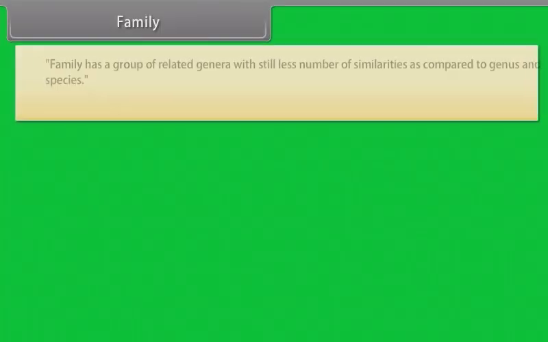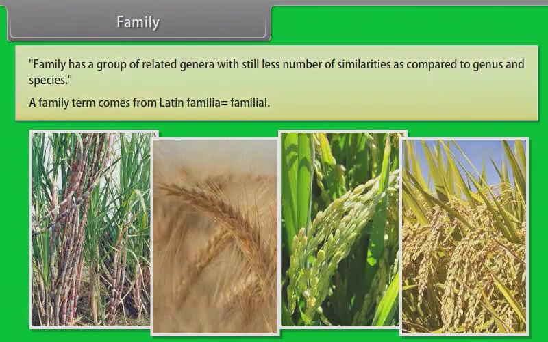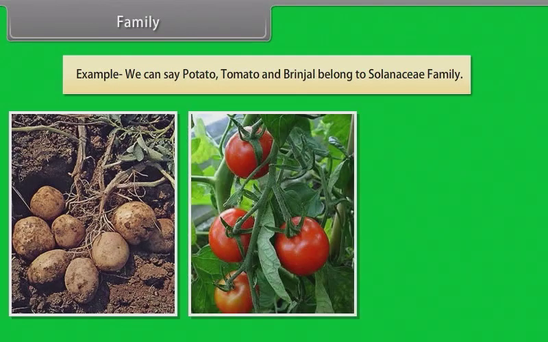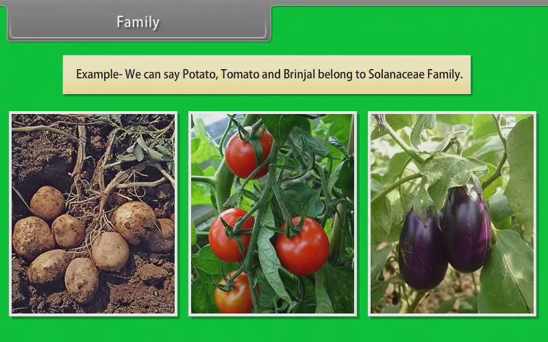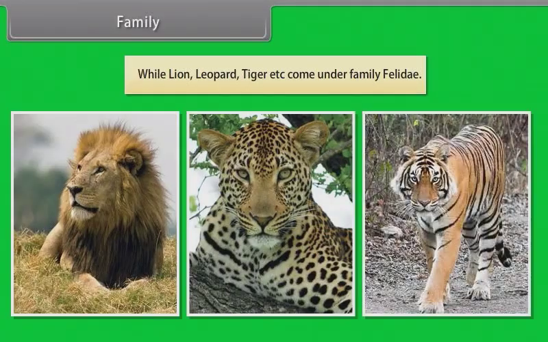Family. A family has a group of related genera with still fewer similarities as compared to genus and species. The term family comes from Latin familia, which means familial. Example, we can say potato, tomato, and brinjal belong to the Solanaceae family, while lion, leopard, tiger, etc. come under family Felidae.